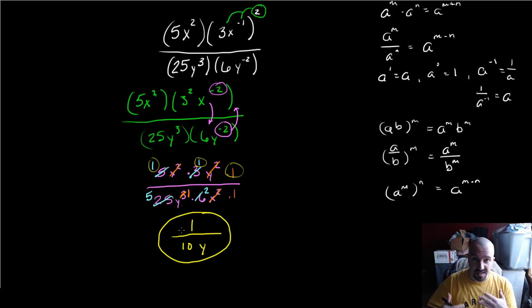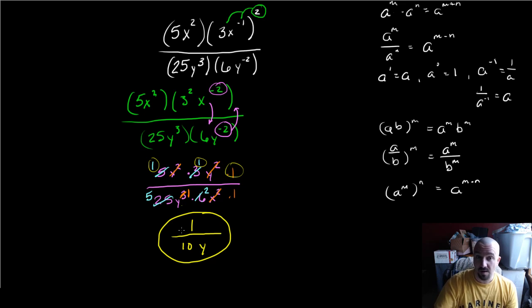So all of these things can be used. I would have preferred up top, instead of flipping everything, I just saw, oh, only x's are on top, only y's are on the bottom. Perfect, I can just use the product rule here, the very top rule, and say, okay, well, x squared times x to the negative 2, 2 plus negative 2 is 0. X to the 0 is 1. Okay, well, that would have cleaned it up, and I wouldn't have to do all the flipping.